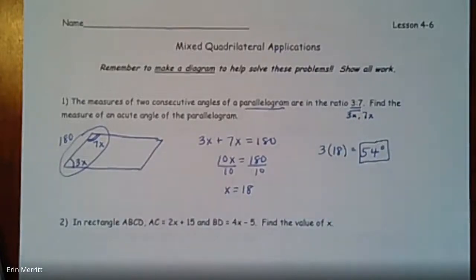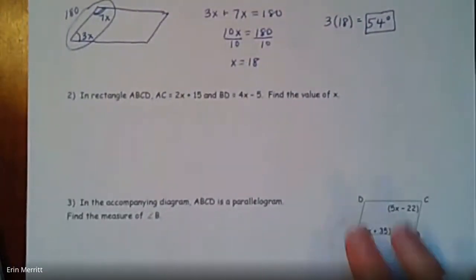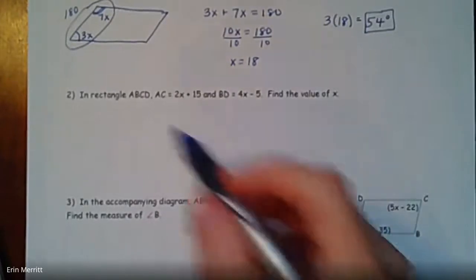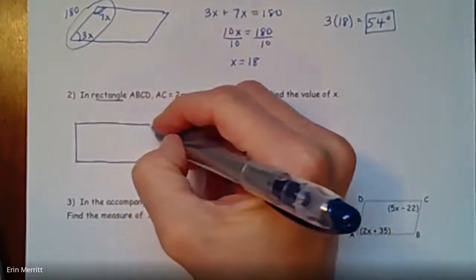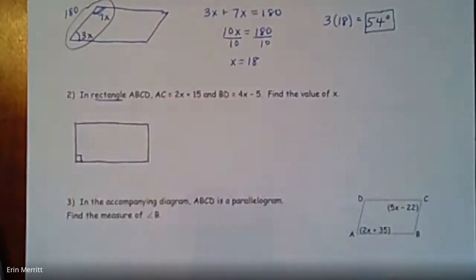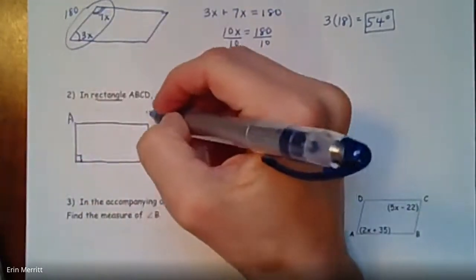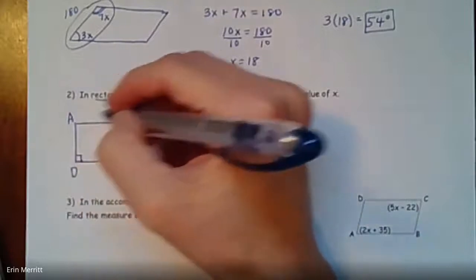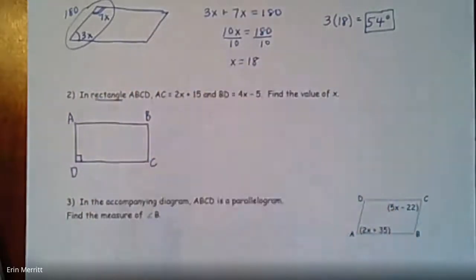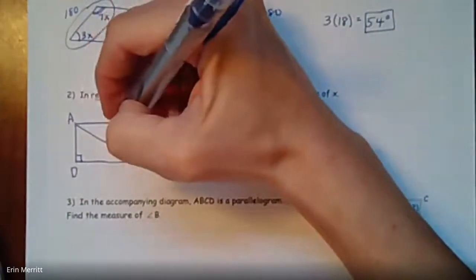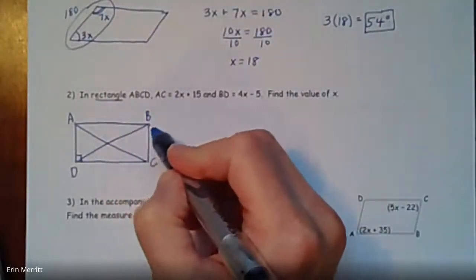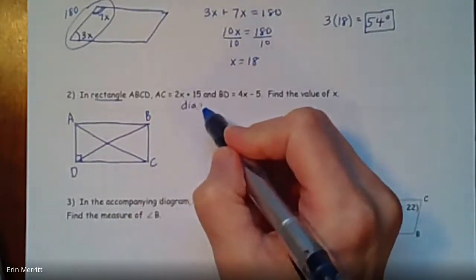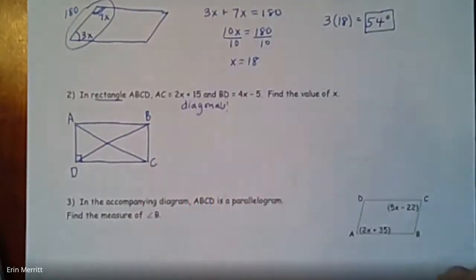All right. Number 2. We're just going to keep trucking through these notes today. You have a rectangle ABCD. So always start by giving yourself a diagram. You're maybe even marking that right angle to remind yourself. If it's A, B, C, D, make sure they connect in that order. AC is then a diagonal. So diagonal AC is 2x plus 15, and diagonal BD is 4x minus 5. So these are the diagonals here. Find the value of x.